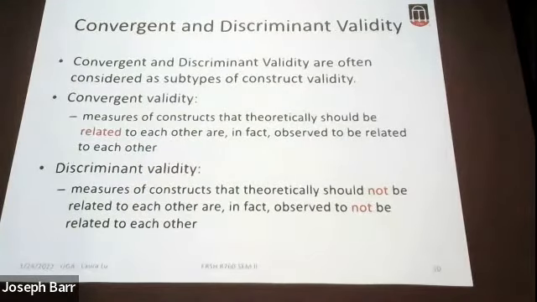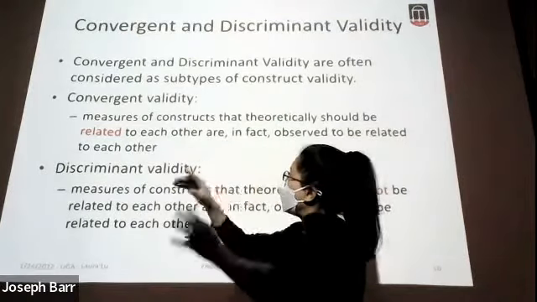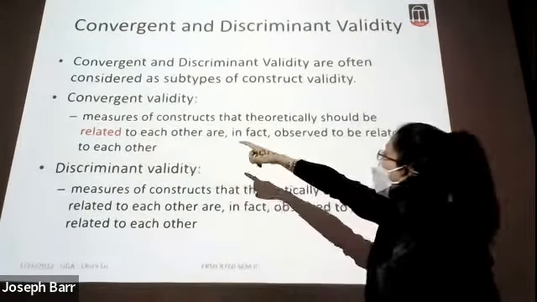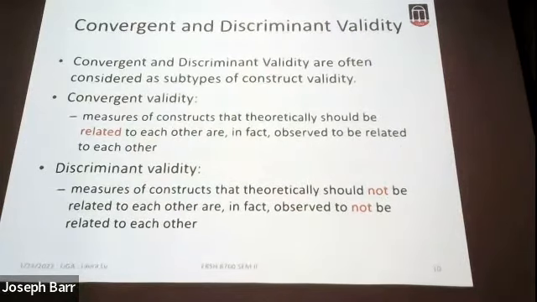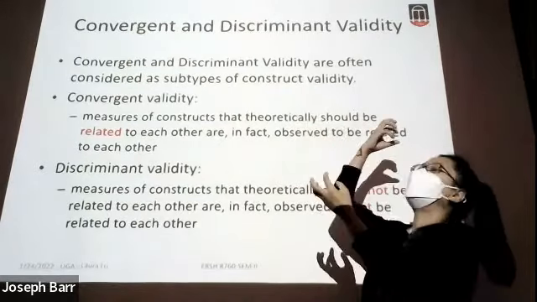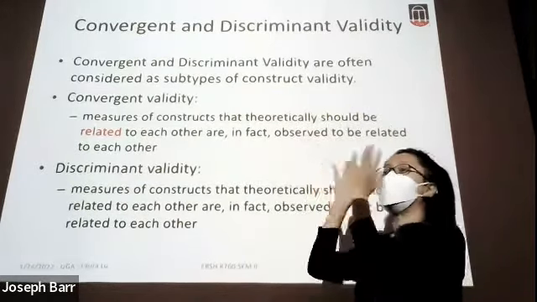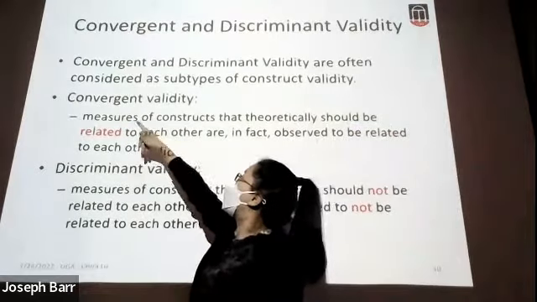So we have two types of construct-related validity. What is convergent? It's kind of like a similar part. These are measures of constructs that theoretically should be related to each other and are in fact observed to be related to each other. So theoretically, two measures should be highly correlated, and what we observe is that it is still true. In that case, we think there's a convergent validity.